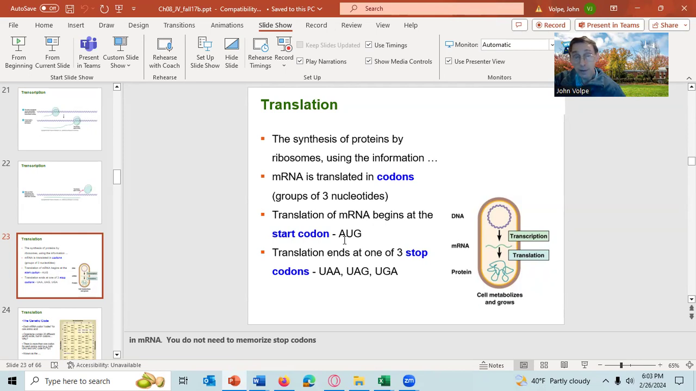Translation will continue down the messenger RNA until the ribosome reaches one of the stop codons. And you should know the start codon because there's only one, AUG. However, you don't need to memorize the stop codons because there's 3 of them. And once the stop codon is reached, protein translation stops. Any question about any of that?